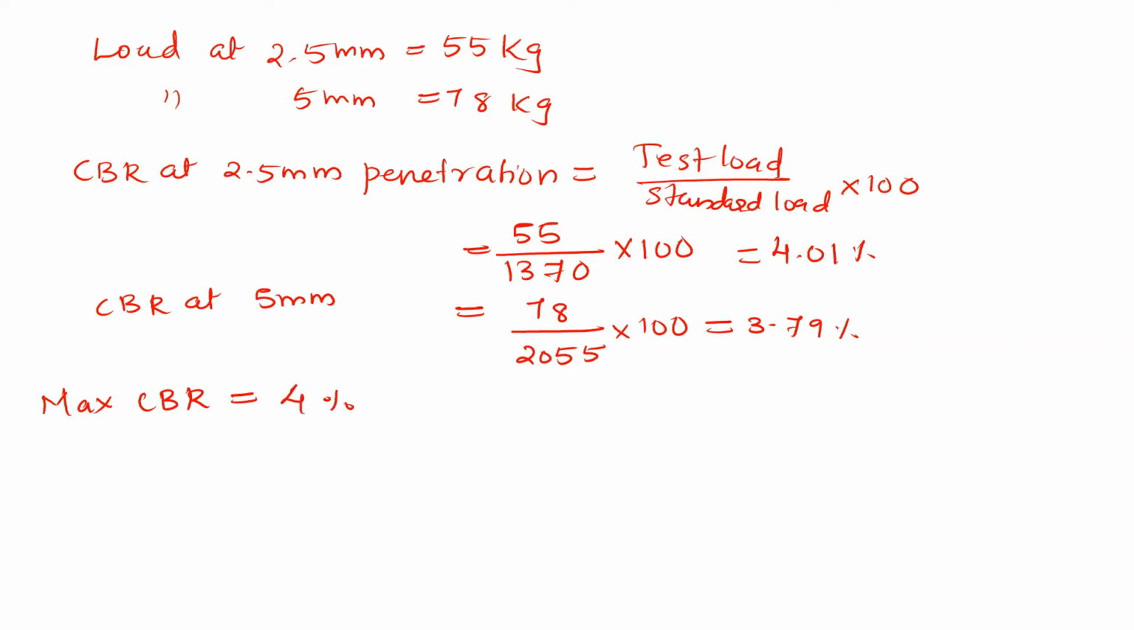We need to find the CBR at 2.5 mm penetration and 5 mm penetration, and then check which is the highest value. That CBR percent we need to consider for the design. So we are taking the CBR as 4% here.